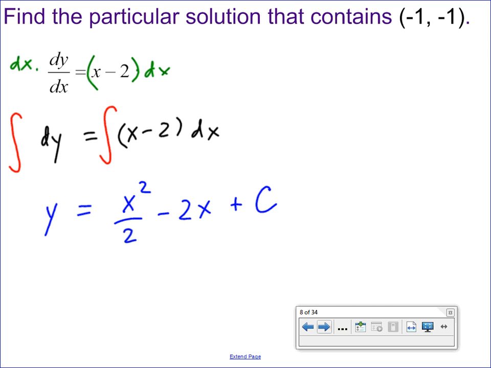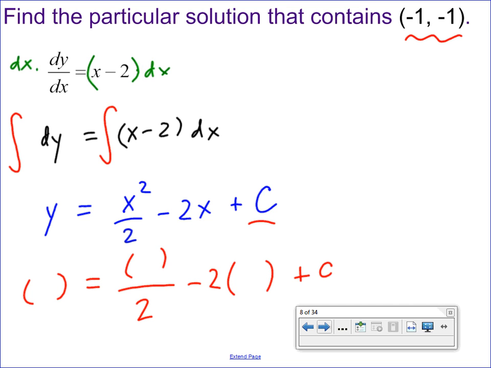However, we do have a particular solution point. It contains -1, -1. So we can find that c by replacing my x coordinate and my y coordinate with -1, -1. Did I get everybody? Cool. So let's go ahead and do that. So it looks like -1 is equal to -1 quantity squared over 2 minus 2 times -1. Did I get everybody? Awesome.